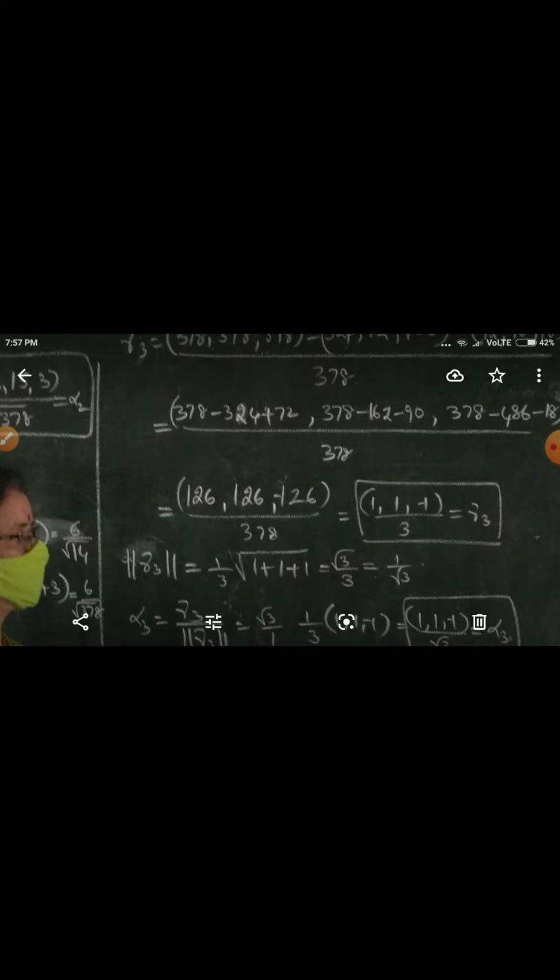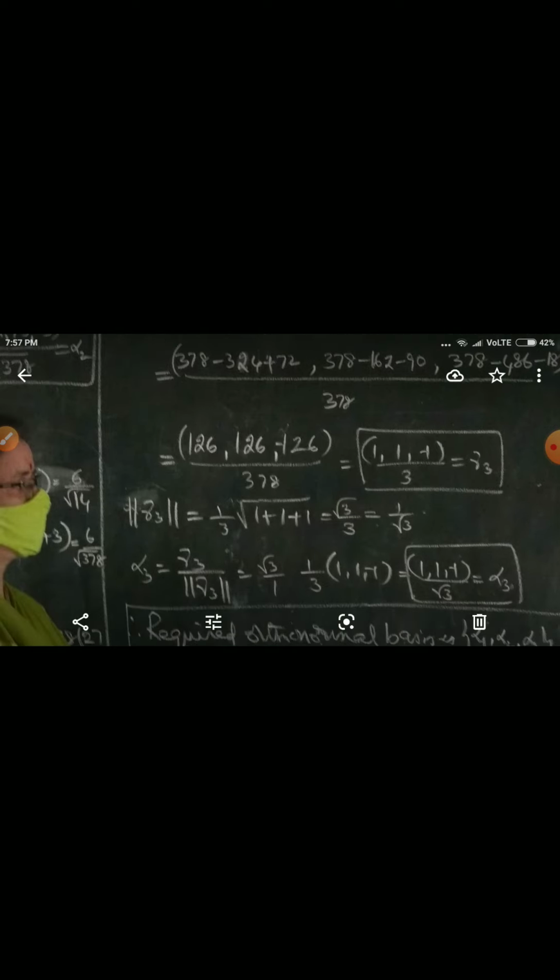That is equal to gamma 3. Therefore, now norm of gamma 3 equal to 1 by 3 times the square root of 1 plus 1 plus 1. That is root 3 by 3. That is equal to 1 by root 3. So what is alpha 3? Alpha 3 is gamma 3 by norm gamma 3, that is root 3 times 1 by 3 times (1, 1, minus 1). That is (1 by root 3, 1 by root 3, minus 1 by root 3).